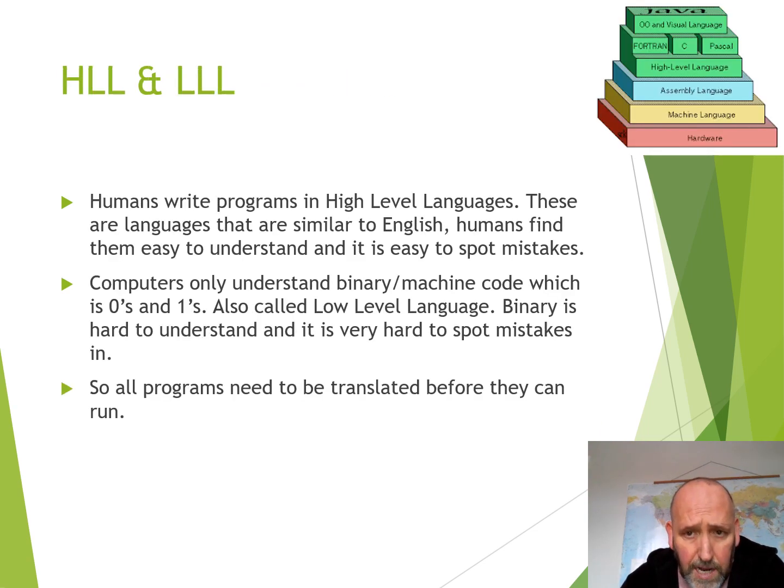Humans write programs in high-level languages similar to English. It's easier for us to spot mistakes. Computers only understand binary machine code, ones and zeros, called low-level language. Binary is almost impossible to read, and almost impossible to spot mistakes in. So all programs need to be translated before they can run.